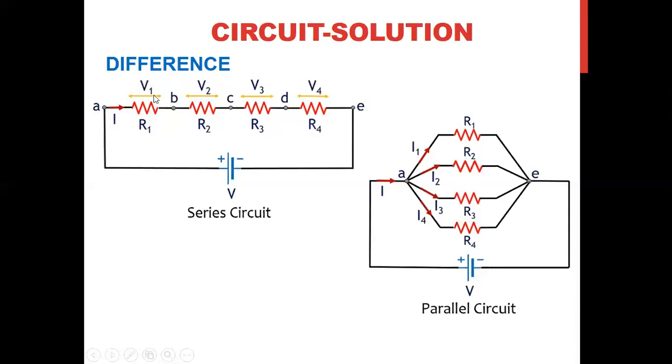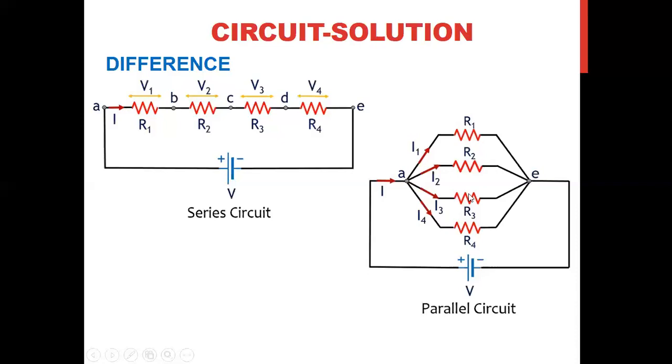Between A and B, the voltage drop, or change, is V1. For B and C, for resistor R2, it is V2 and so on, V3, V4. So total voltage V should be V1 plus V2 plus V3 plus V4. This division of voltage is known as the voltage division law.